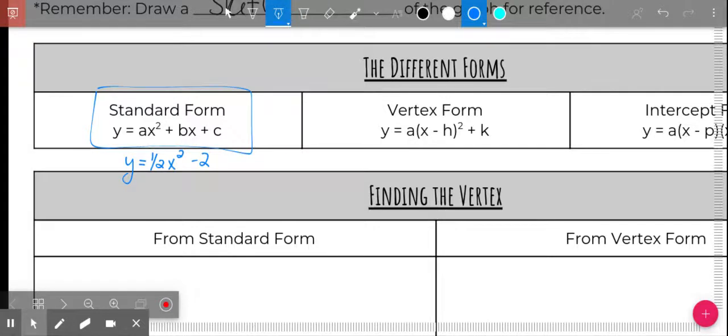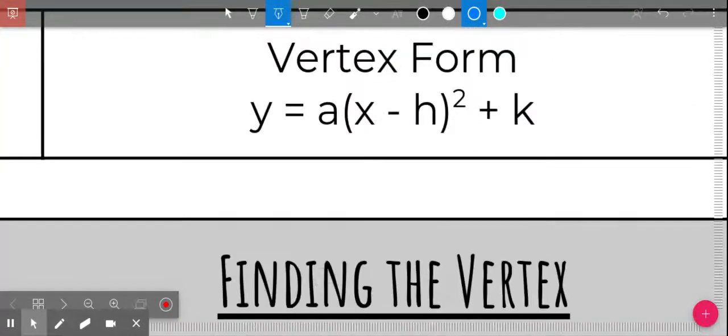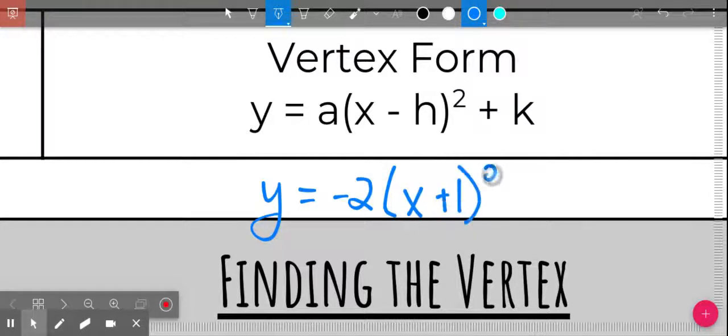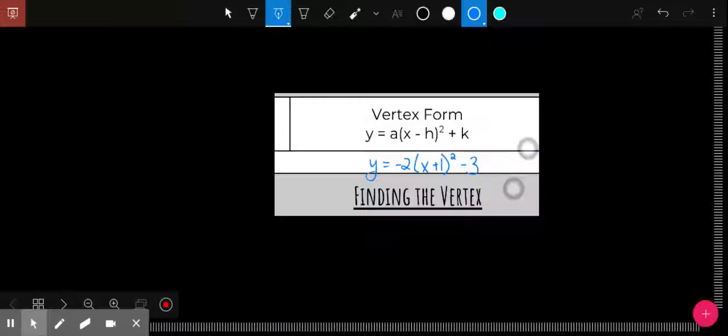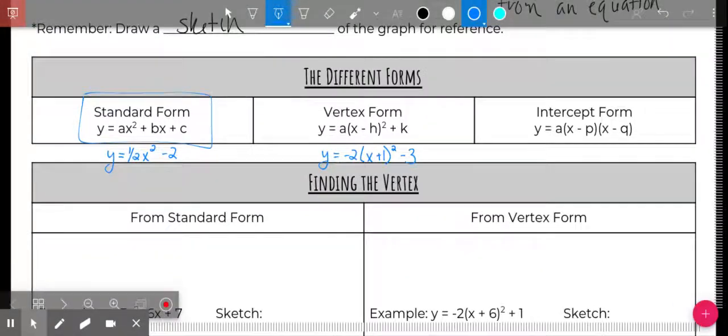Vertex form, we've also used a lot. An example of this would be y equals -2 (x plus 1) squared minus 3. I think that might have been in our notes from yesterday. So that was one that we've seen before. We haven't done anything with intercept form, but we will be doing a lot with intercept form in our next unit, unit 6. We haven't actually done anything with it yet, but we will get there.